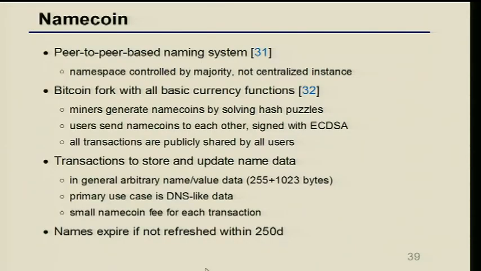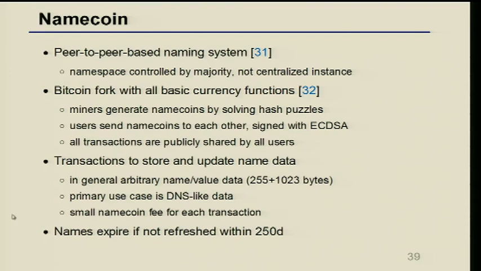Okay, we are short on time, so let's move on to Namecoin. Namecoin is a peer-to-peer based naming system, and it's very different from what we have seen with DNSSEC and DNS curve. Namecoin is based on Bitcoin. It's actually a fork. And it uses a namespace which is controlled by a peer-to-peer majority and not a centralized instance, like, for example, the root zone.